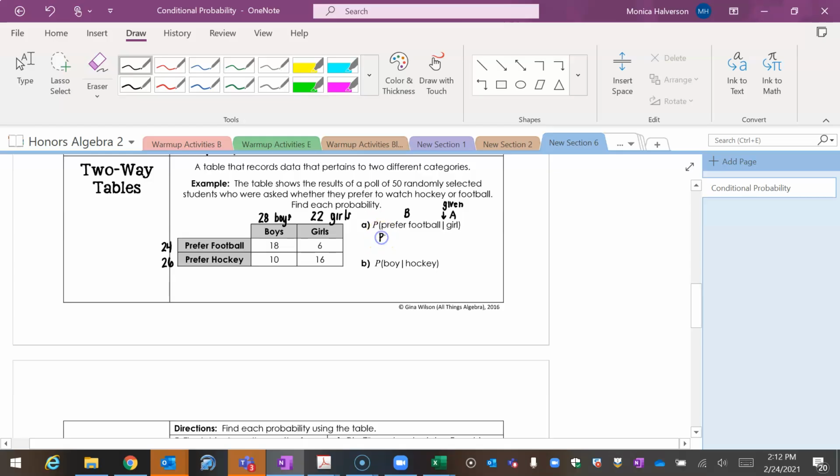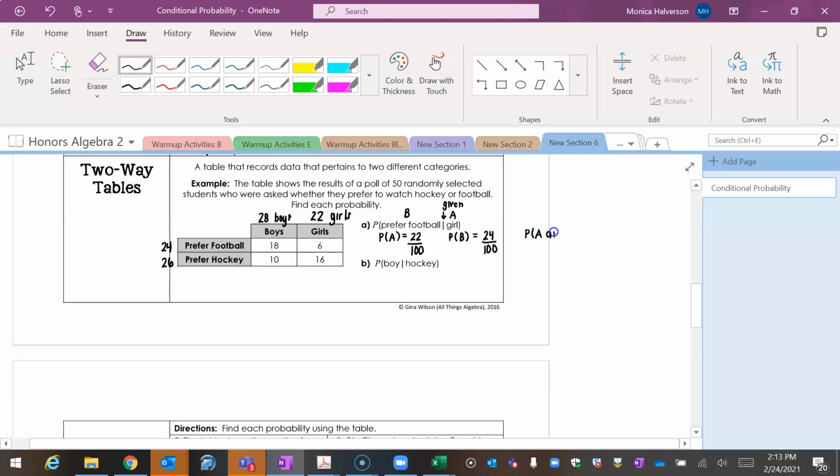So let's think about this. What is the probability that we have a girl? Well, the probability that we have a girl is 22 over 100. Okay? Probability that they prefer football, all right, is what? Well, we know that that's 24 over 100. But do we need that? Well, let's see.